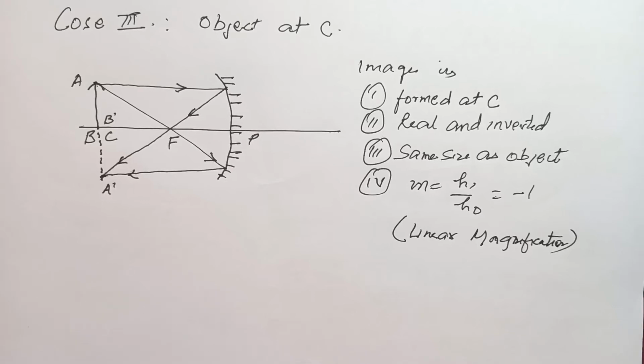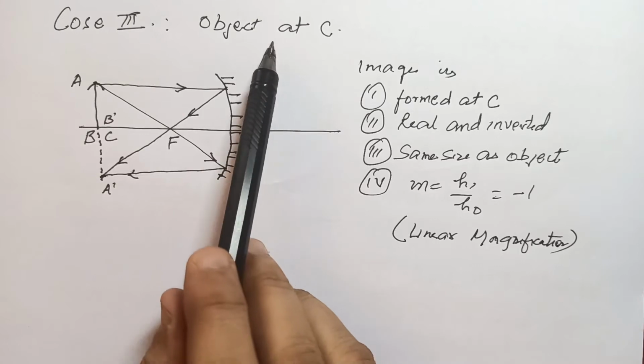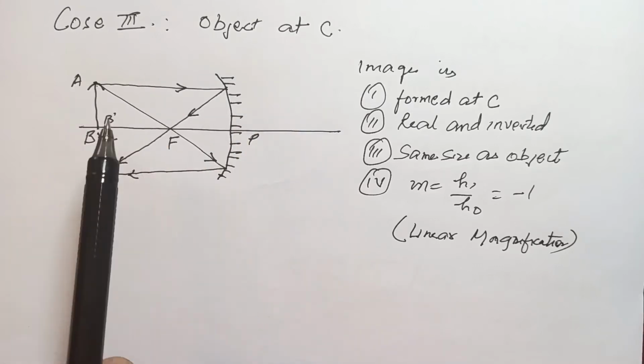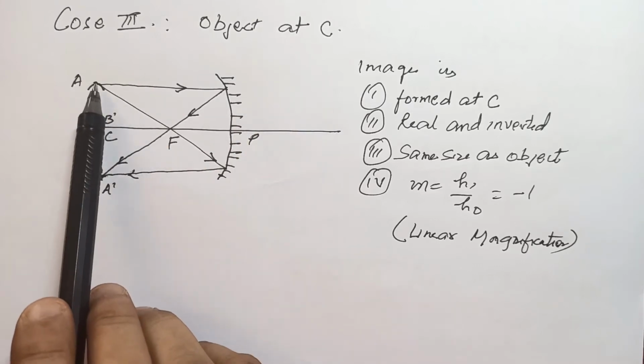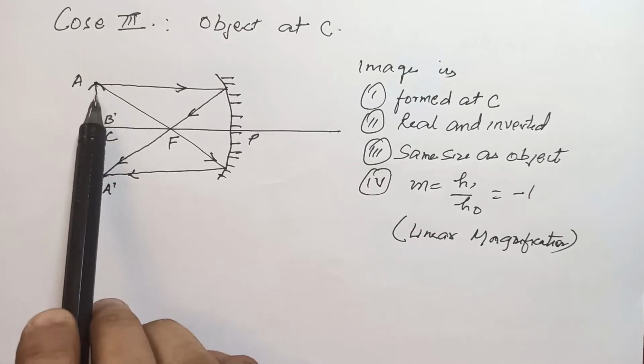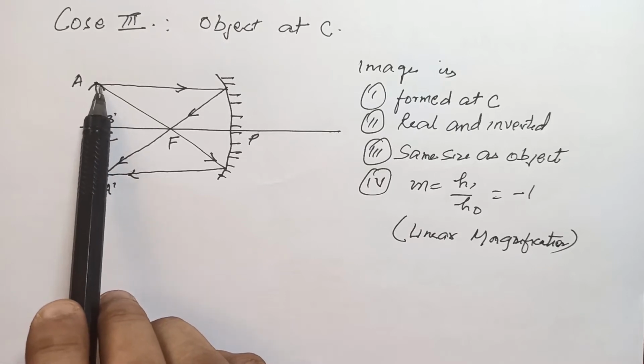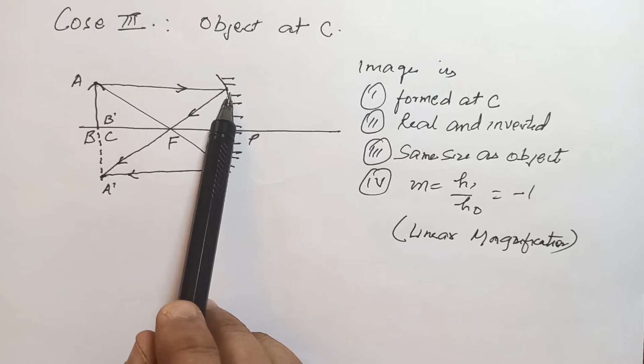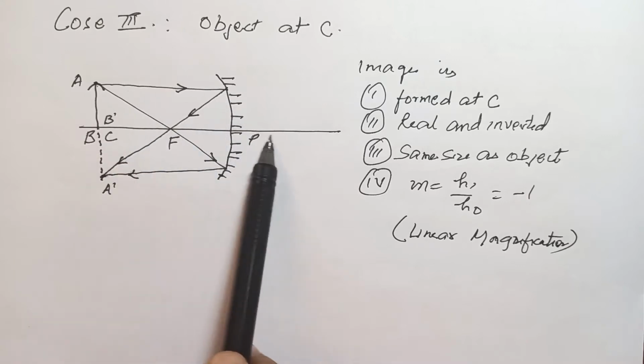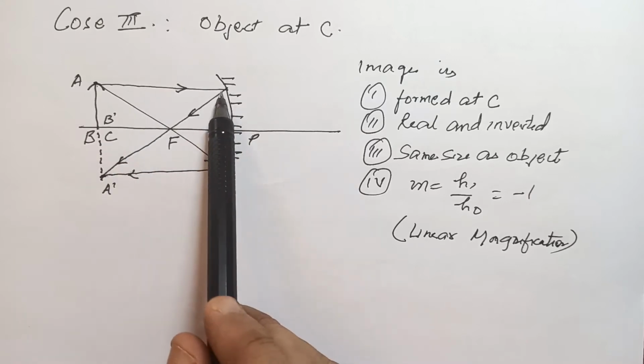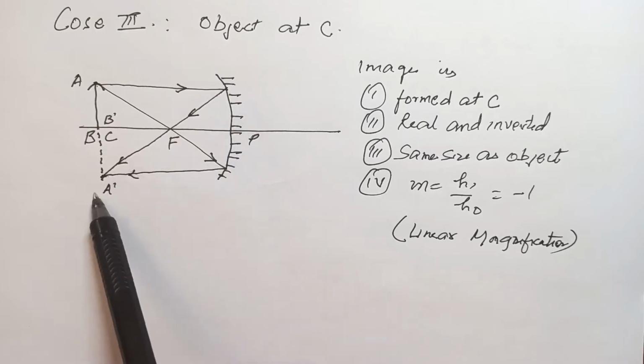Now let's take case number 3. Here the object is at C, as you can see in this picture. The ray of light comes straight, hits the mirror, and goes back. Because it is parallel to the principal axis, it hits the focus and goes this way.